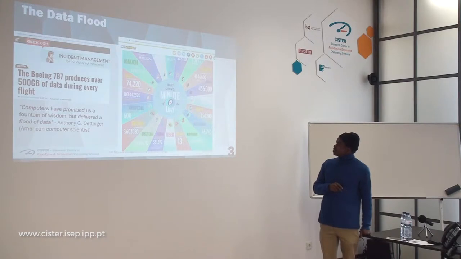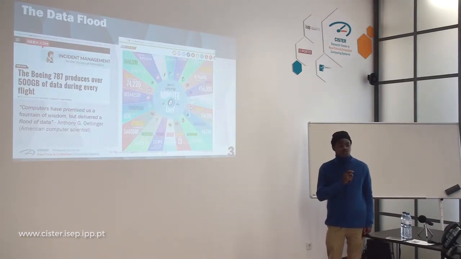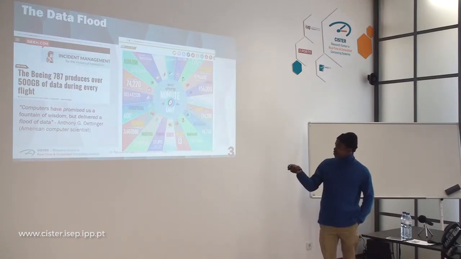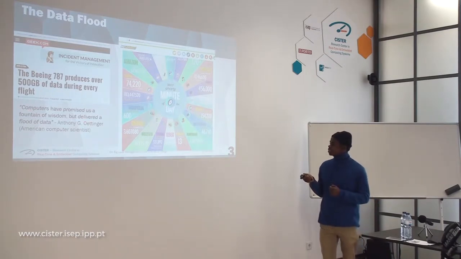45,000 Uber drives. Then we stream over 456,000 tweets per minute on Twitter, 45,000 Uber drives. Then we have 46,000 videos on Instagram and a lot of this. And all these are well put into perspective by this American computer scientist, Anthony Ortinger, who says, "Computers have promised us a fountain of wisdom, but delivered only a flood of data."